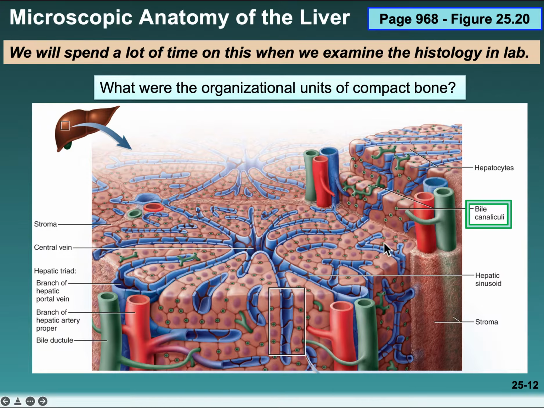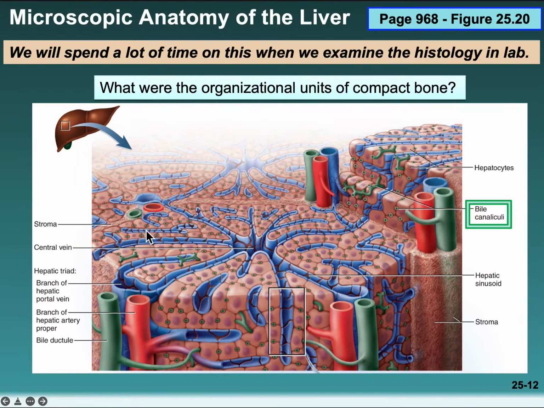So if you remember what was going on in compact bone, we have these functional units like this. Blood vessel was in the middle just as well, and we had rings of bone cells. Here again we have a blood vessel in the middle, and in this case the organizational unit, a hepatic lobule, is different, but they're all sandwiched together.